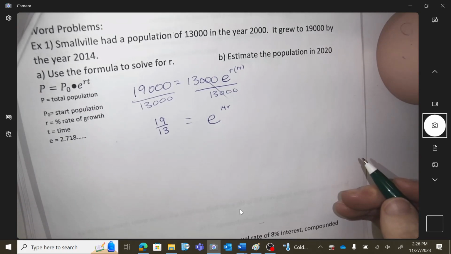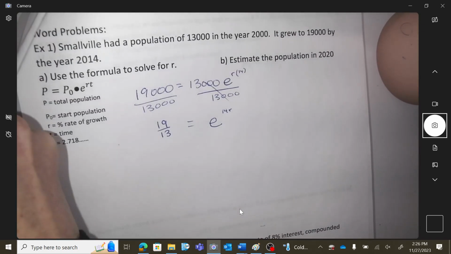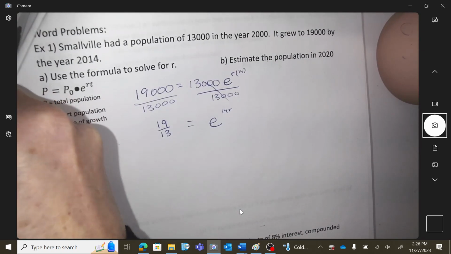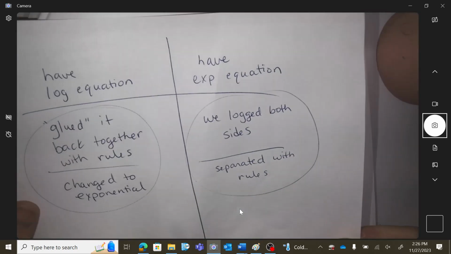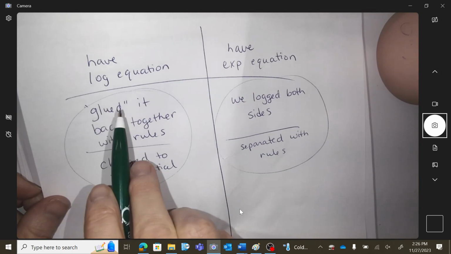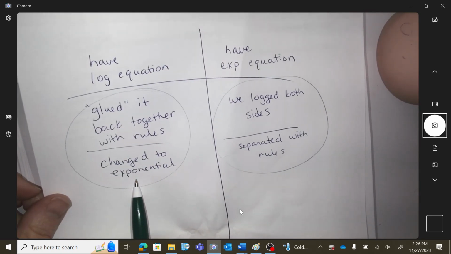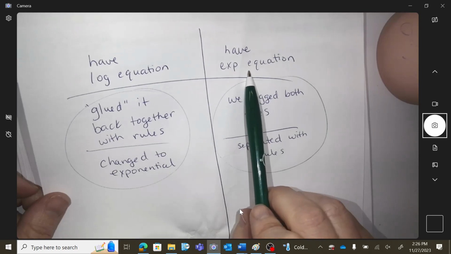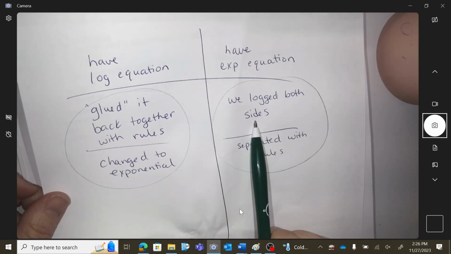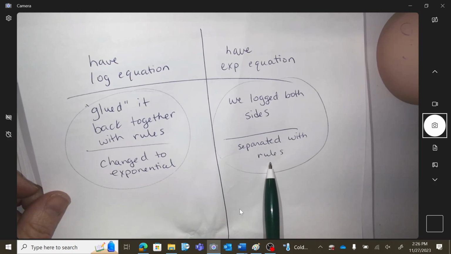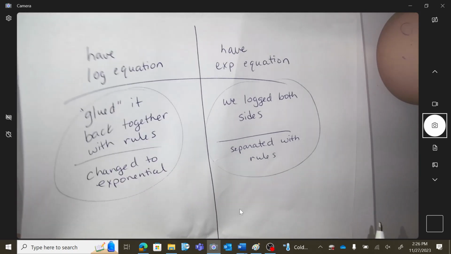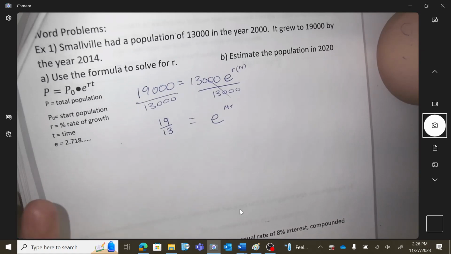Okay, this is in an exponential form. What was the trick for solving exponential equations? Remember what we did? We had a nice little table that kind of gave us a little hint. Remember this? If we had a log equation, we glued it back together and changed to exponential. If we have a log or exponential equation, we logged both sides and then separated. So we have exponential, so we're going to log both sides.